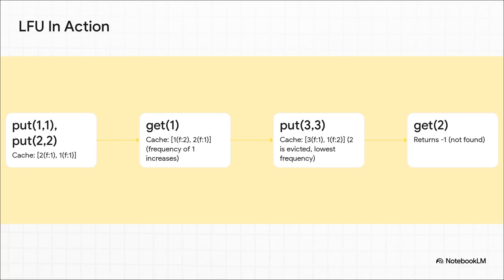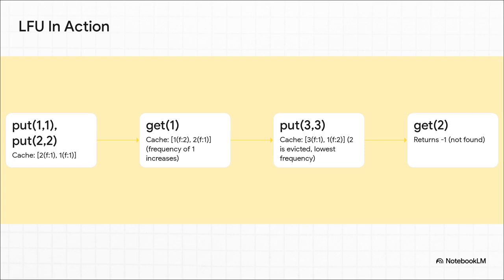Okay, now let's do the same for LFU. This time, our cache capacity is just 2. We put in item 1 and item 2, and you can see we're tracking their frequency, which starts at 1 for both. Now in step 3, we access item 1. This is the key. Its frequency count gets bumped up to 2, while item 2 is still sitting there at 1.